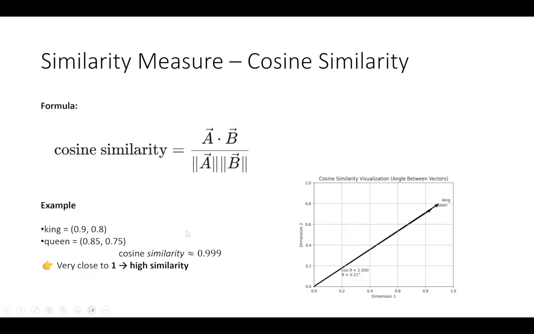So say for example, this example of king and queen, right? Now as you can see, the theta, the angle between them, is just 0.21 degree, which is close to 0. So the cos theta is very close to 1. So the cosine similarity is very close to 0.999, which is very close to 1. So they are highly similar. So that's how this vector representation of words and the cosine similarity for similarity measure works.